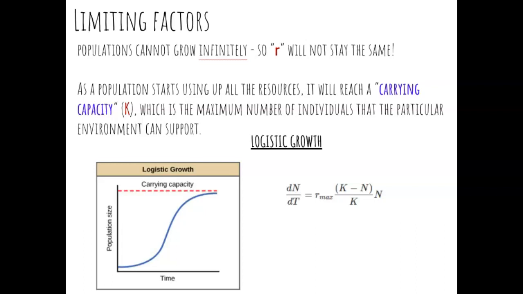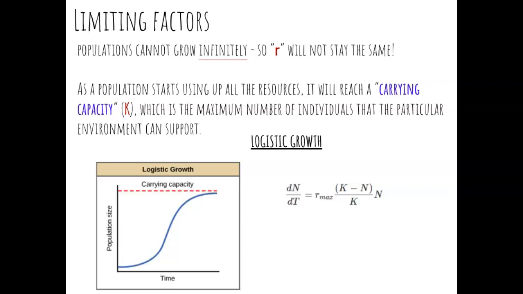It could also be diseases, which are easier to spread between individuals in a dense population rather than a more spread out population. And so the limiting factors can either cause fewer births or more deaths, depending on what that limiting factor is. And those limiting factors determine the carrying capacity of that environment, which is just the maximum number of individuals that the particular environment can support.